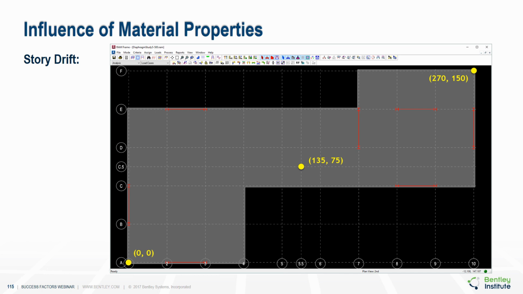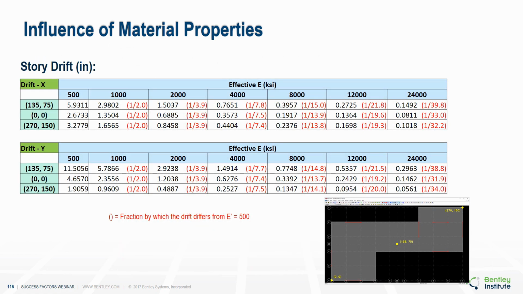So then I repeated the process, but now I used these extreme points and the point in the middle on the diaphragm, which notice they are no longer on frames, they're just points on the diaphragm. And when I go through the same exercise, I find significant differences in the story drifts between the various values of E. Notice the value in the parentheses rather than a percent difference, which was shown in the previous slides. Now it's a fraction by which the drift differs from that of effective E of 500.